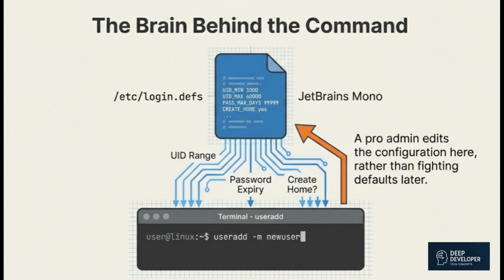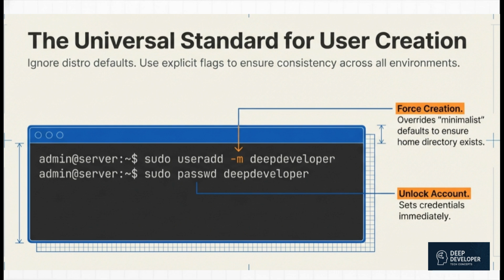So, how do we cut through all this confusion and act like a pro no matter what system we're on? Simple. We use the -m flag. Just sudo useradd -m deepdeveloper. That little m is your universal translator. It tells useradd, hey, I don't care what the default is, create the home directory. If you get into the habit of always using -m, your scripts and your commands will just work every single time, whether you're on Ubuntu, Red Hat, or anything else.